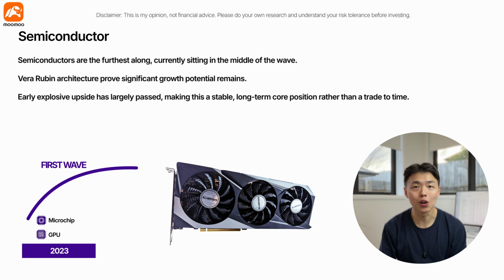Semiconductors are the furthest along, but still in the middle of their wave. Vera Rubin rolling out shows that there's still a long runway left. The explosive catch-it-early upside has mostly already happened, but the wave itself isn't done. To me, this is a core long-term position, not something you are trying to time.